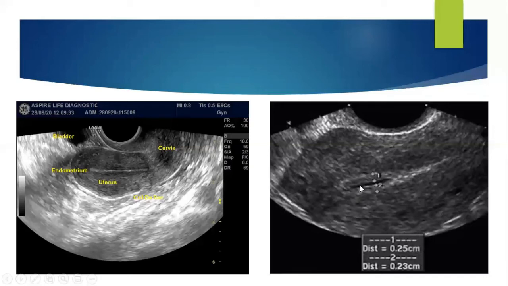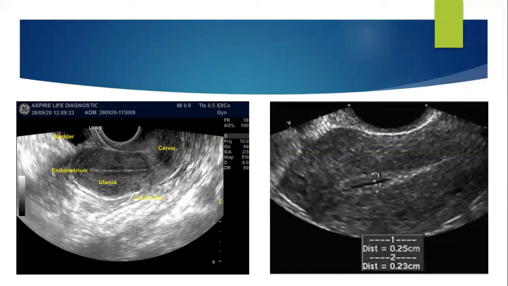Let's say there is some fluid in the endometrial cavity. Then we are not supposed to measure the fluid. We will be measuring only this portion of the endometrium and this portion of the endometrium, and add them together. Or the second option is to take the measurement from here to here and subtract this part. Then this will give you the endometrial thickness for that person on that particular day of her menstrual cycle.